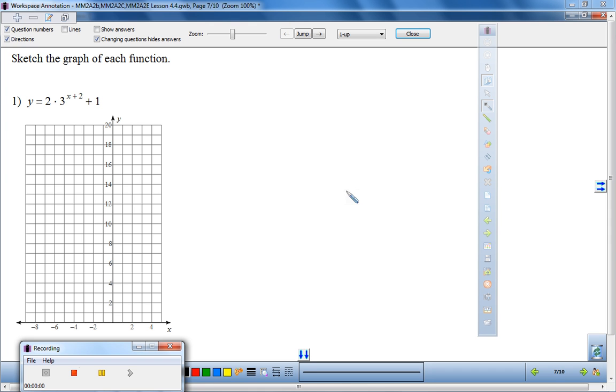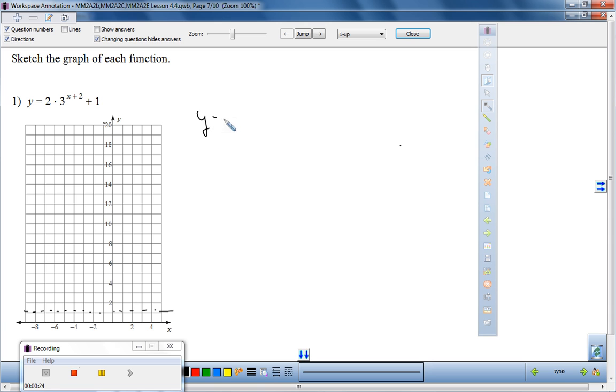Alright, here we're going to graph a couple of functions, or 3 examples. Now, the first thing I would do before I graph this, let's go ahead and put in our asymptote. Our asymptote is going to be here at +1. So let's go ahead and draw that in. Okay, and so that's the line that our graph won't cross.